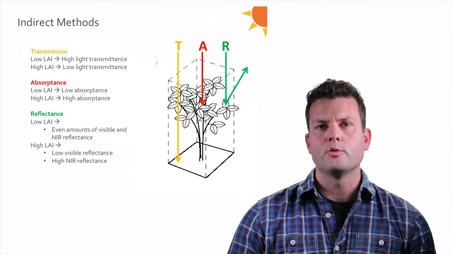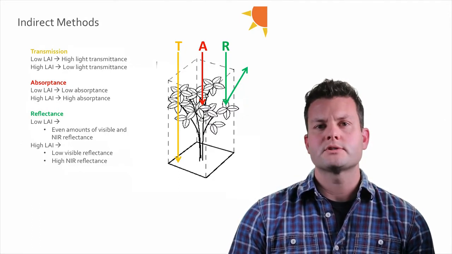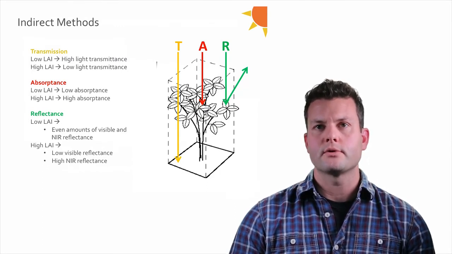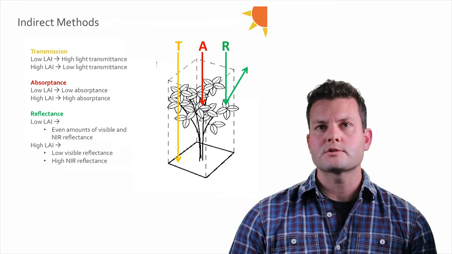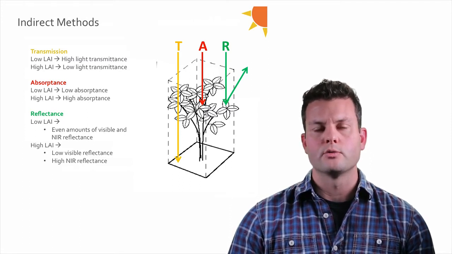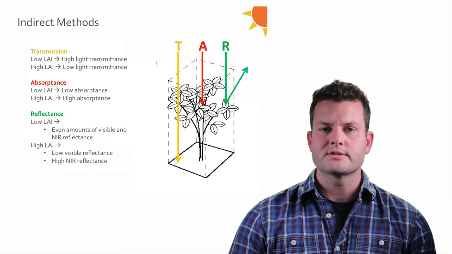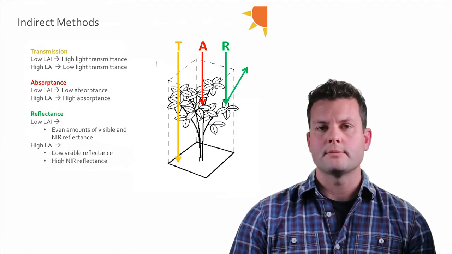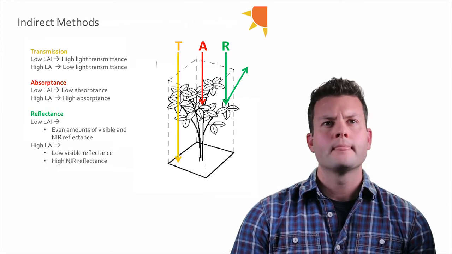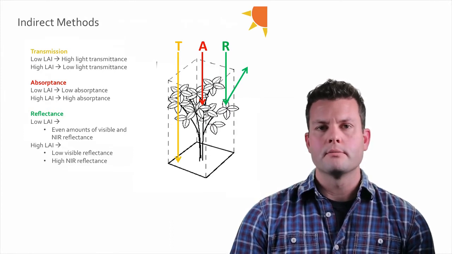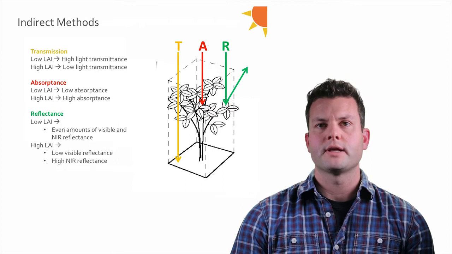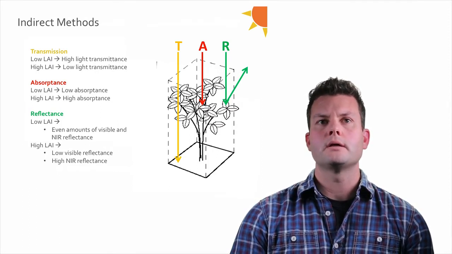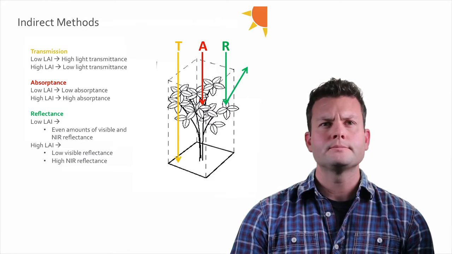Another fate is that the light is absorbed, so it's captured by the canopy and the energy is used in the process of photosynthesis. The last way that light can interact with the canopy is through reflectance. Light coming from the sun strikes the top of the canopy, and then it's reflected back into the atmosphere, back into space. We can measure two of these quantities: transmittance and reflectance. Absorptance, though, is energy used by the plant and therefore is immeasurable.